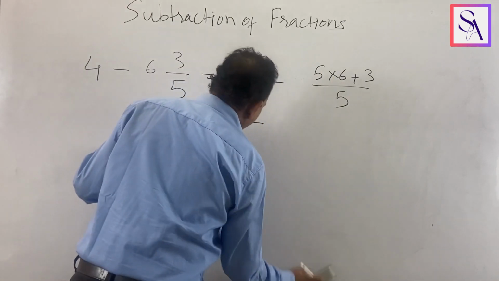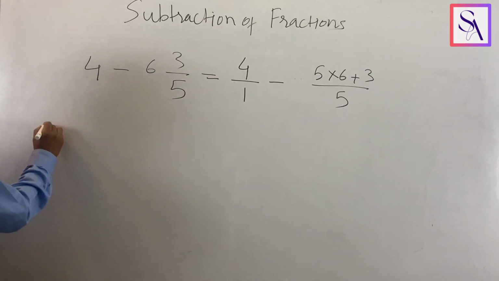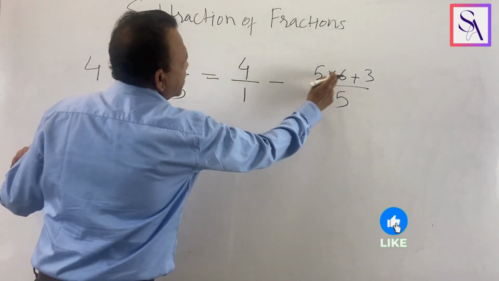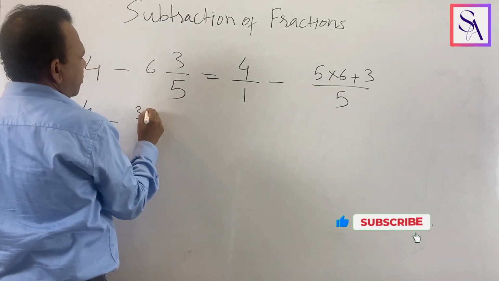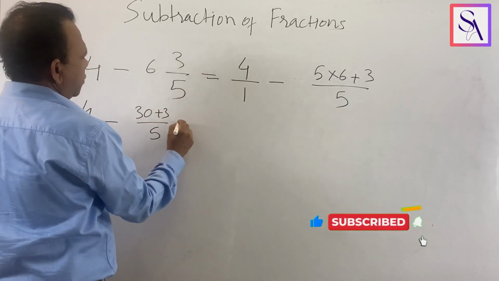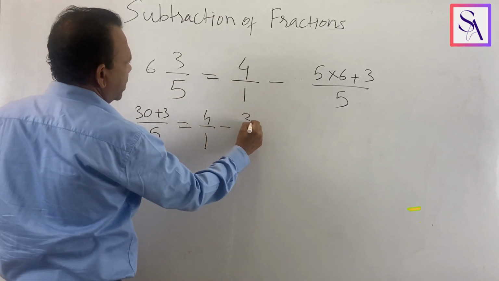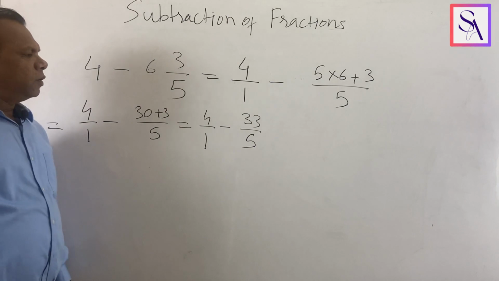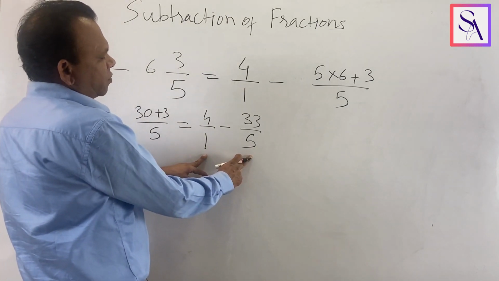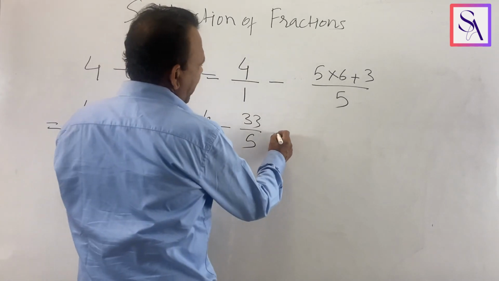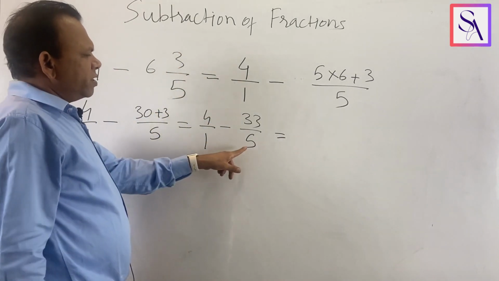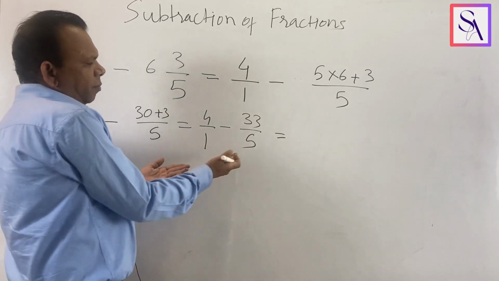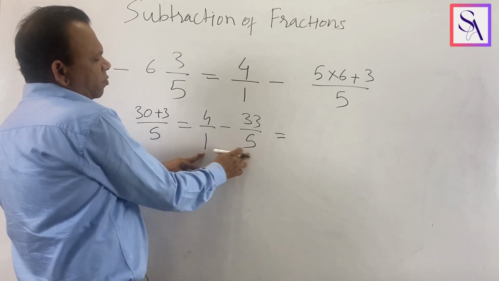5 6s are 30. I will write here. So then 4 by 1 minus 5 6s are 30 plus 3 by 5. So 4 by 1 minus 33 by 5, right? So now these two are unlike fractions. So what I have to do? So I can take LCM or I can do cross multiplication. So since 5 is a prime, I can do cross multiplication. It is easier for me. I can take LCM as well, but one number came prime, so I can directly do cross multiplication.